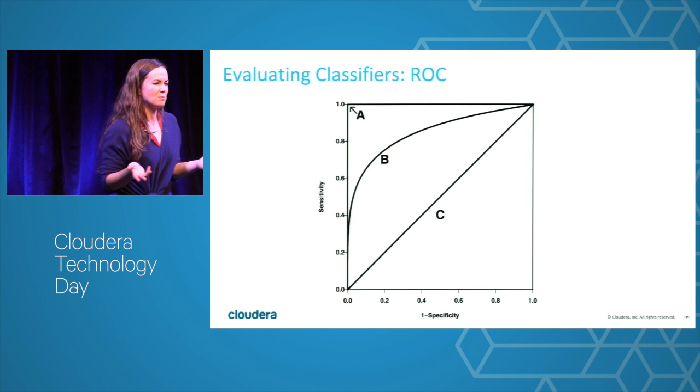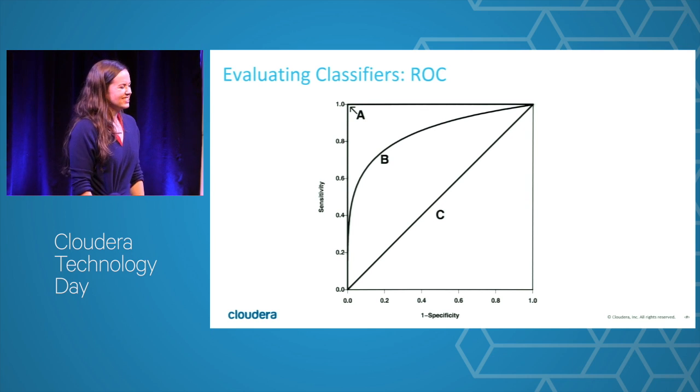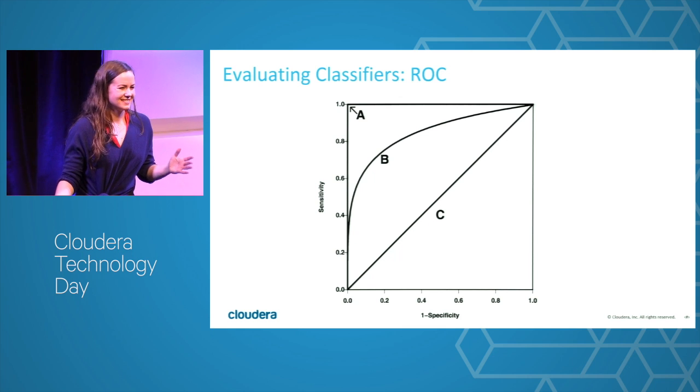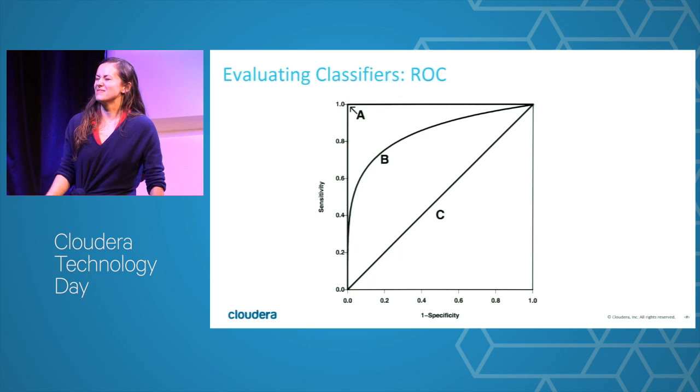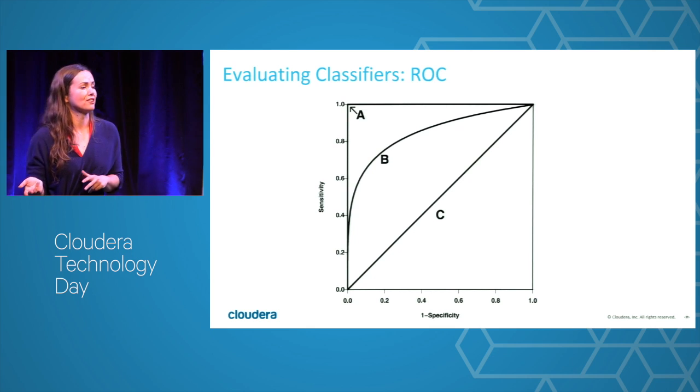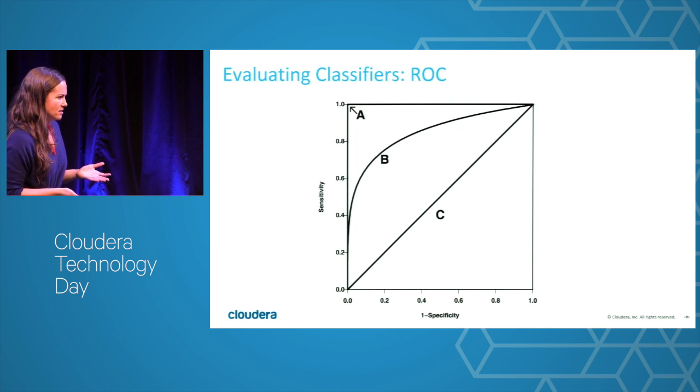Realistically, we're going to have something that looks like B. And you can kind of look at it and be like, yeah, that's a good shape, I guess. I don't know. That's a method. A more standard method is to look at the area under the curve. And so this is called the AUROC.